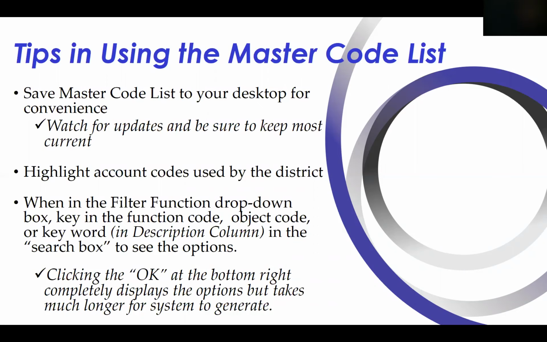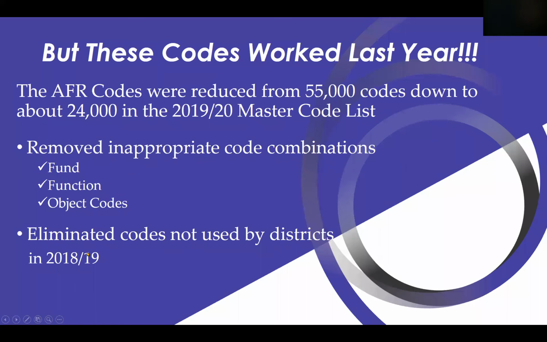When you're in the filter function and that drop-down box, you can key in the function object code or a keyword if you're using the description column, that's column B, in the search box. And if there's not very many there, you can see all your choices. If you click OK, you're going to have everything, the descriptions and the codes. If you just stop and don't click the OK, your system's going to work faster and it'll work better for you. So I'm hoping this is going to help you get those fixed as soon as possible.